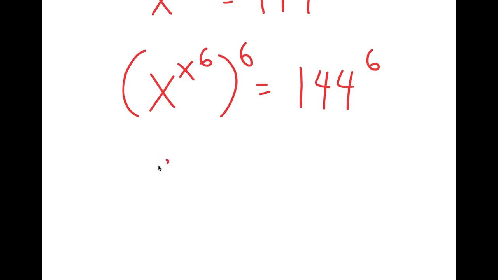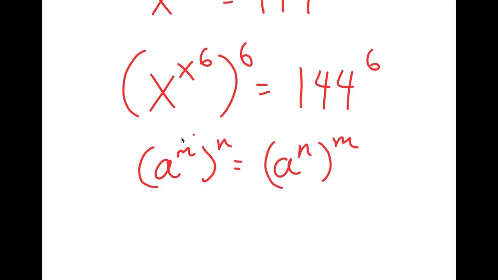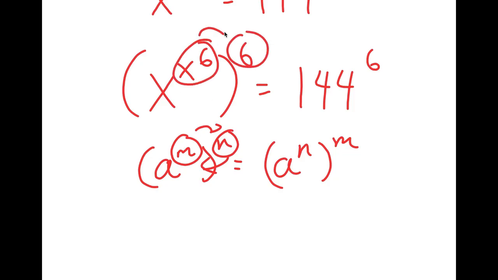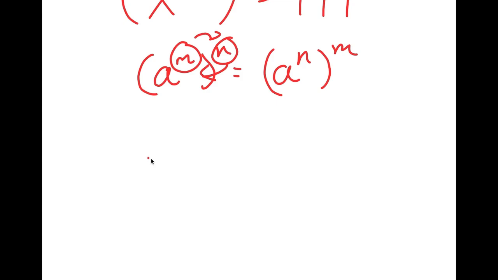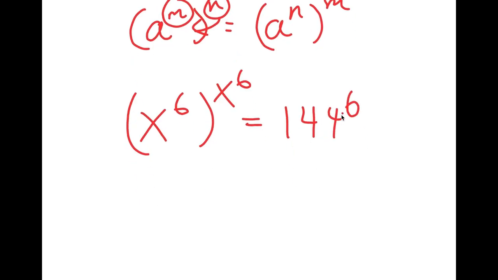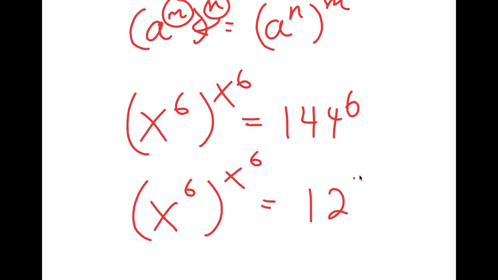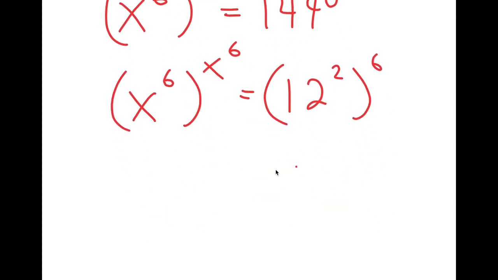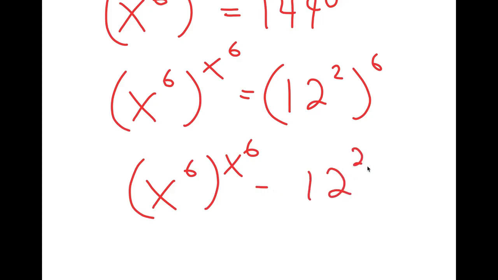Now from here, if I have something in the form a to the power of m to the power of n, this is equal to a to the power of n to the power of m. So basically, I can switch the places of these two exponents. So that's what I'm going to do with x to the power of 6 and 6. So now I get x to the power of 6, to the power of x to the power of 6, is equal to 144 to the power of 6. And 144 is the same thing as 12 squared, so I get x to the power of 6, to the power of x to the power of 6, is equal to 12 squared to the power of 6. So now this turns into x to the power of 6, to the power of x to the power of 6, is equal to 12 to the power of 12.